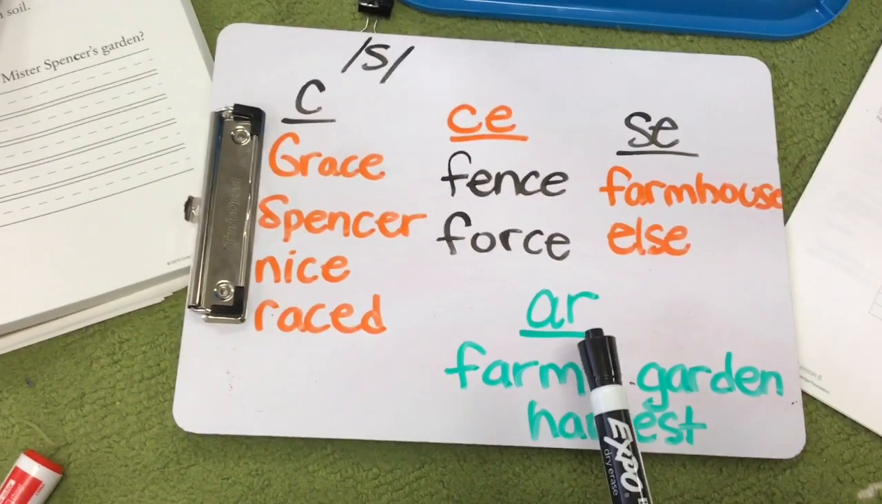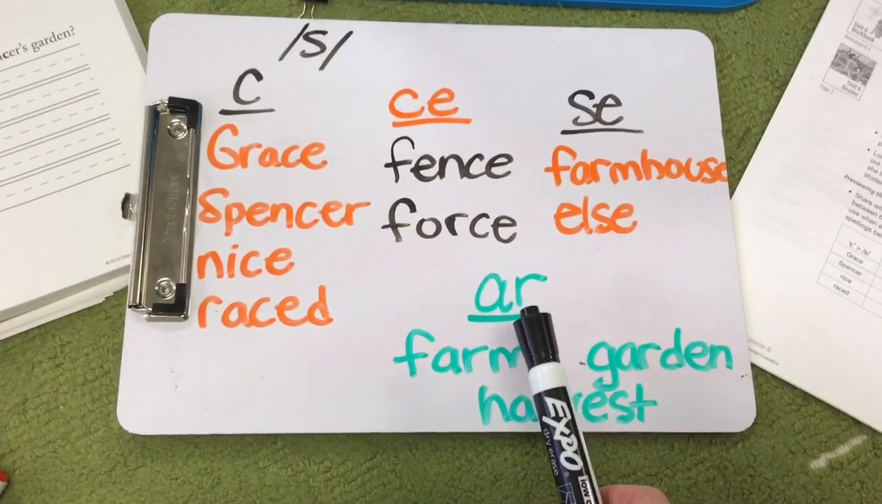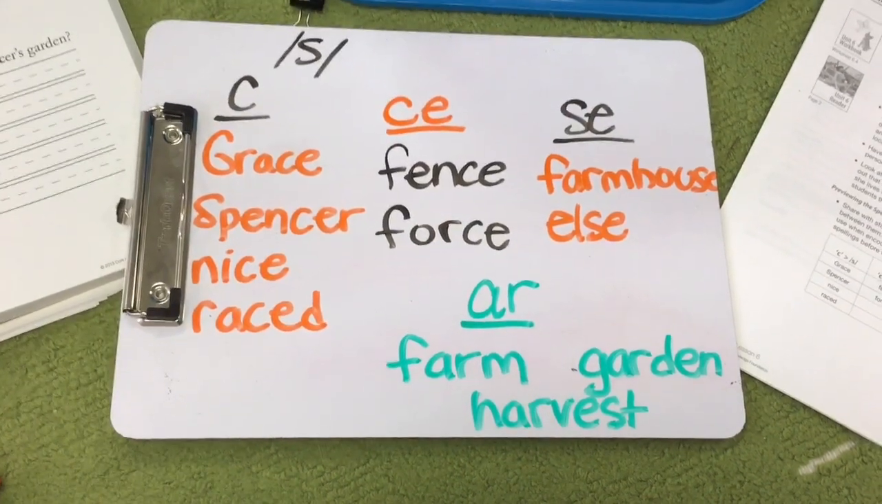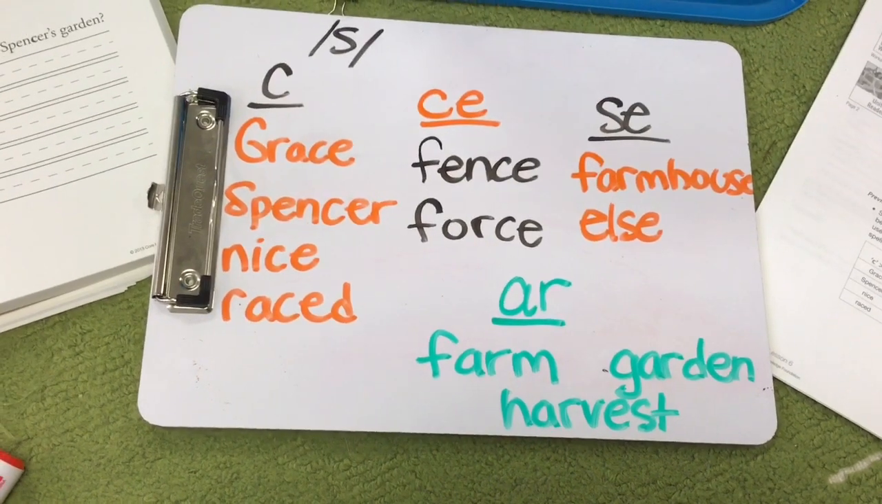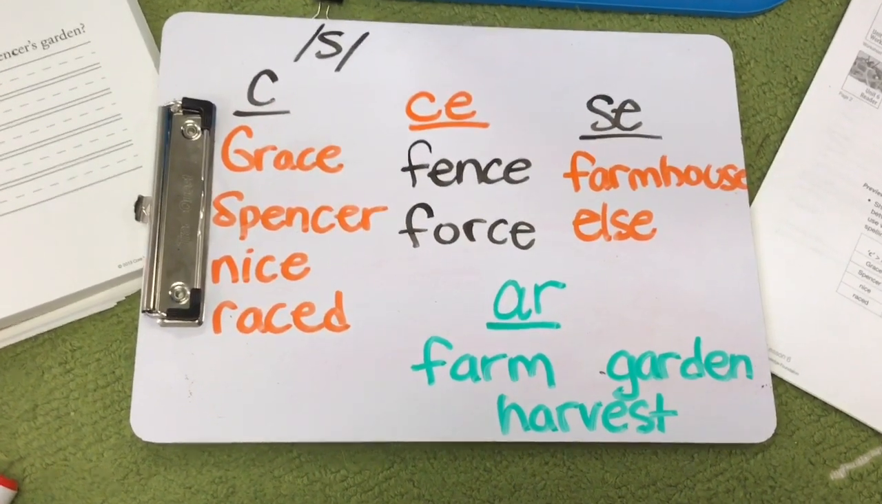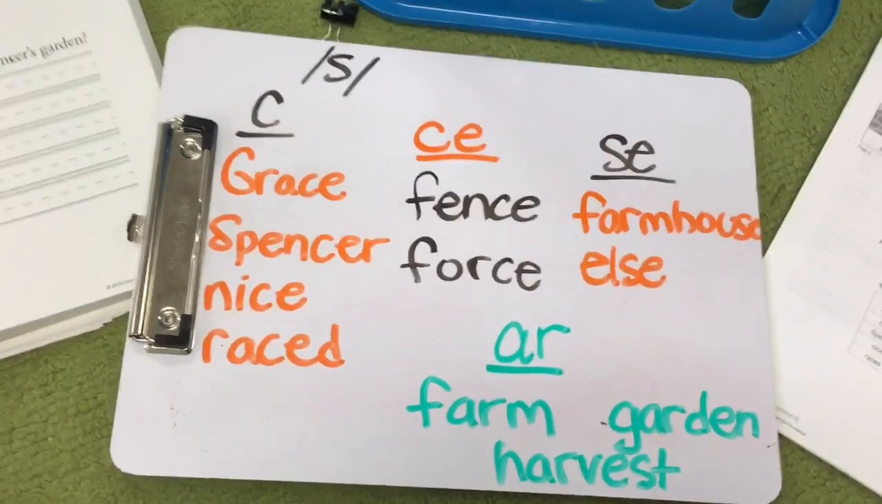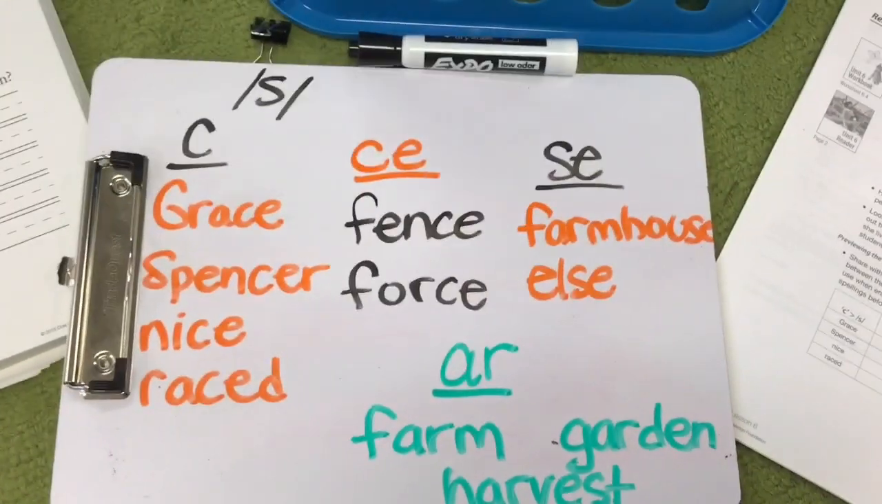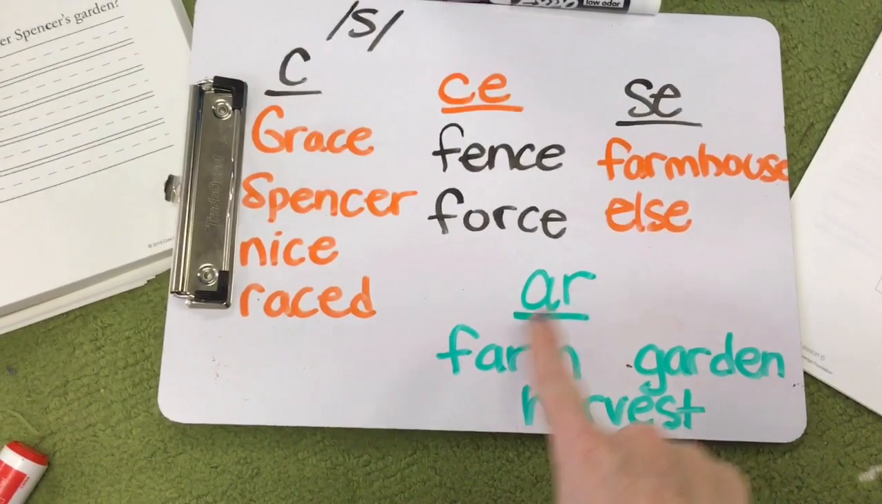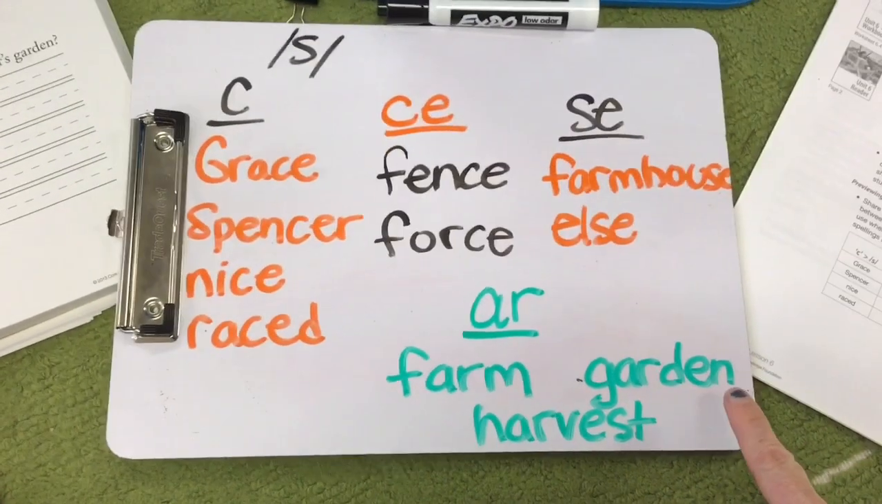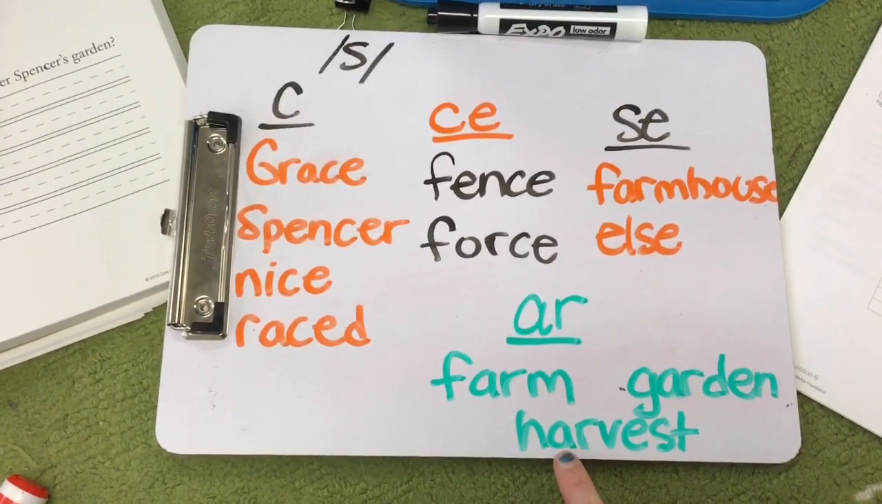We'll also see our old sound that we love so much, the A-R that says R, right? The pirates all say R, R, R, and it's made by A-R. Lovely, Miss Darcy. So we have AR like in farm and garden and harvest. There's that AR.